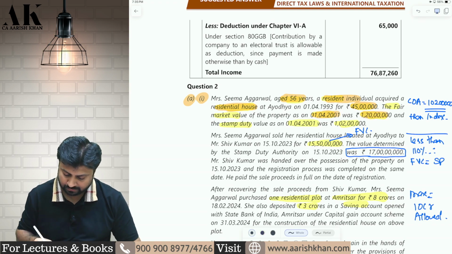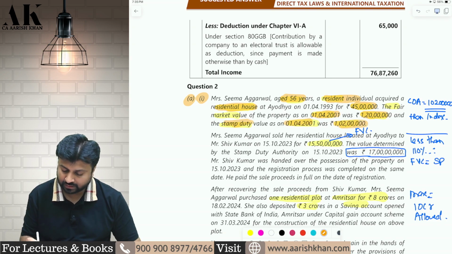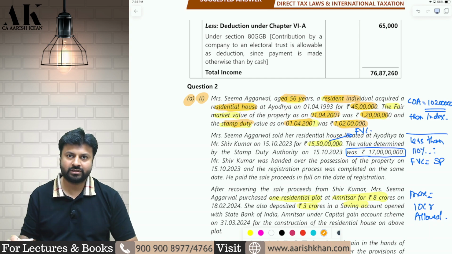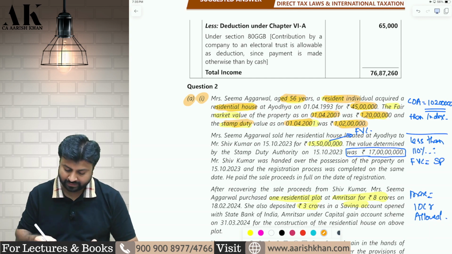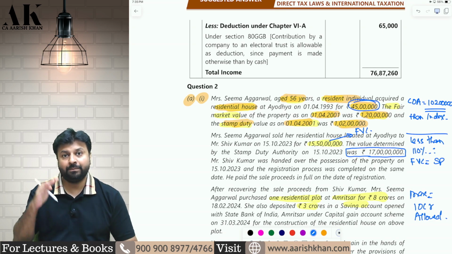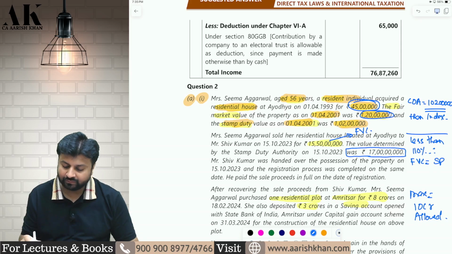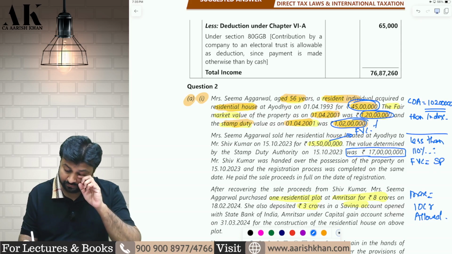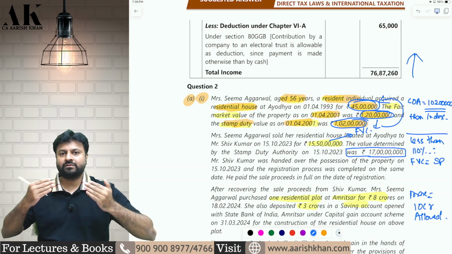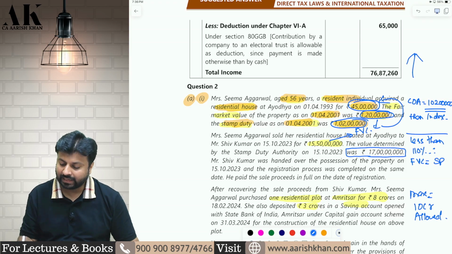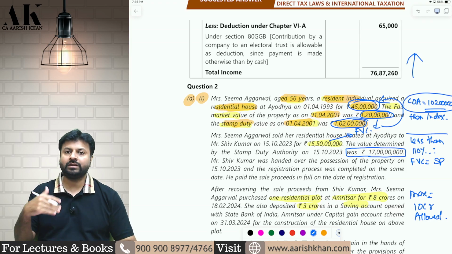The stamp duty value on 1/4/2001 is 1 crore 2 lakhs. Therefore, what will be the cost of acquisition? Remember, if land and building is acquired before 1/4/2001, then the cost of acquisition will be the actual cost compared with the lower of FMV on 1/4/2001 or stamp duty value. Whichever is lower will be compared with the actual cost, and then whichever is higher. So 45 lakhs will be compared with the lower of the two, and the higher comes to 1 crore 2 lakhs, and on that you will do the indexation.